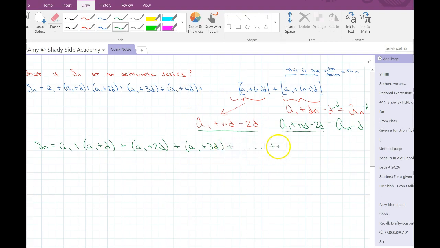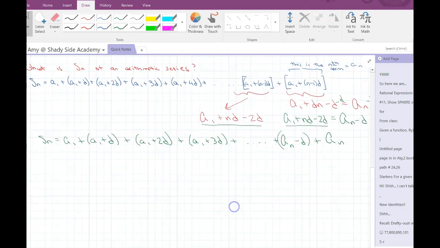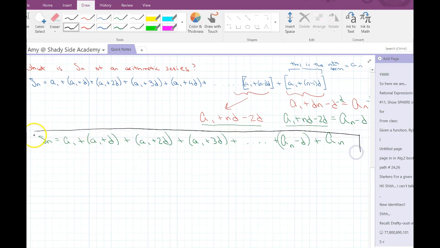Here is the second to last term. It is a sub n minus d, right? Because this is the n minus first term, but we saw that, whoa, the n minus first term is the same thing as a sub n minus d. And I'm just going to call the last term here by a sub n. Okay? All right, so all I did was rewrite in expanded form the nth partial sum of an arithmetic series. Okay? But I haven't derived anything yet for you.